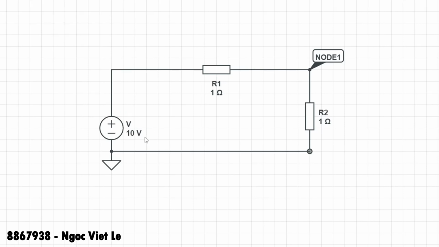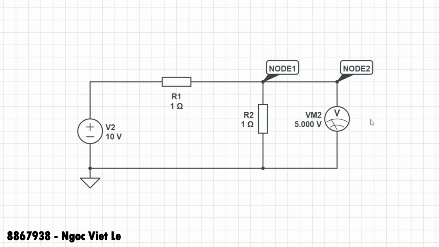I have a 10 volt power source here. The first resistor R1 is set to 1 ohm, and the resistor R2 is also set to 1 ohm. As both resistors are set to 1 ohm, the ratio is 1 to 1. Therefore, the drop across each resistor is exactly half of the supplied voltage, meaning the voltage running through R1 is 5 volts and the voltage running through R2 is also 5 volts.